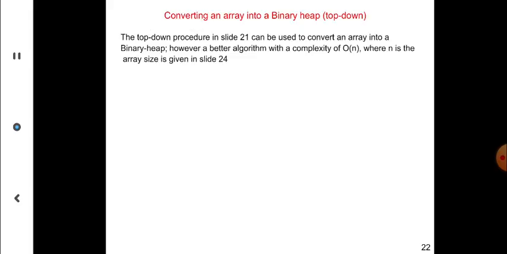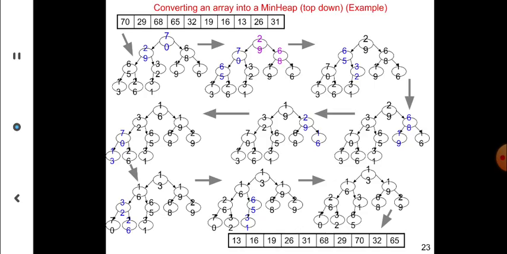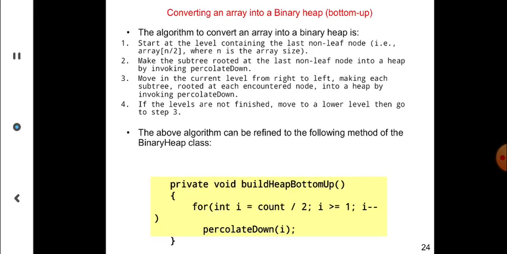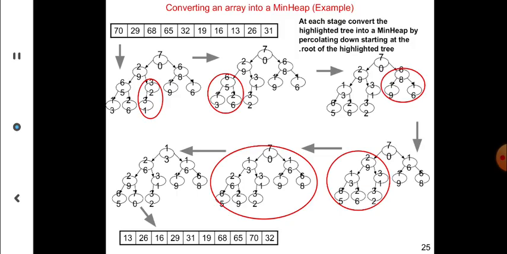So converting an array into a binary heap, the top down precedence rule can be used, converting an array into a MinHeap. Once you have this heap, you try to bring the minimum value to the top, by which you can achieve a MinHeap formation after a certain amount of percolation. This is an example. Alright, so converting an array to a MinHeap is again like this.